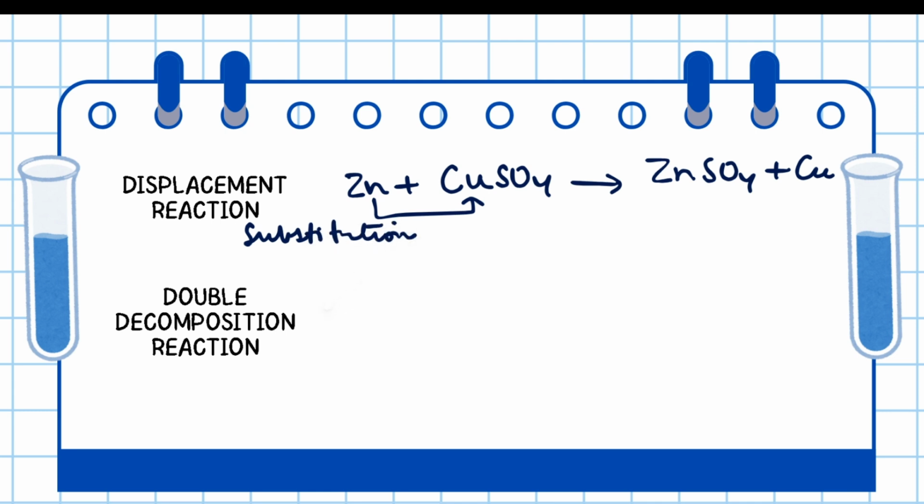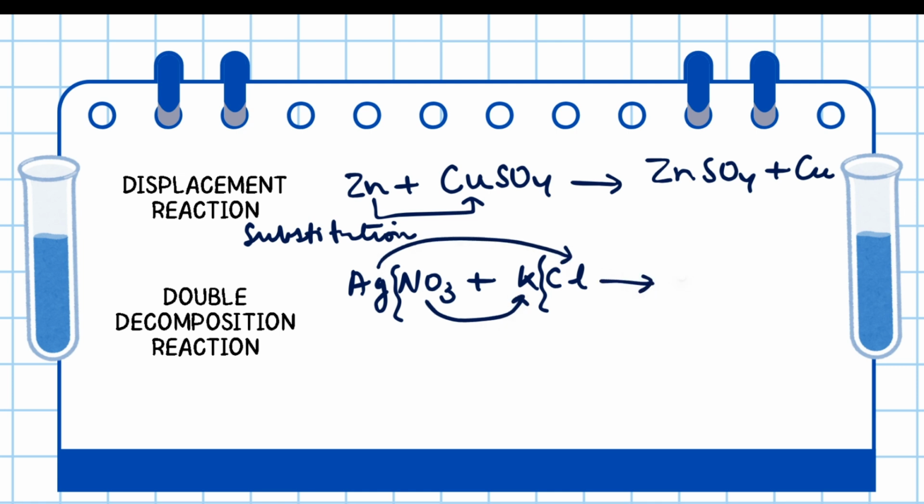Okay, and lastly we have the double decomposition reaction. Now in this reaction, two reactants are there, silver nitrate and potassium chloride, and both these reactants will undergo decomposition. They will break down, and exchange of radicals will take place, and it will result in the formation of silver chloride, which will be a precipitate, and potassium nitrate will be formed. Okay, so this is what a double decomposition reaction is about.